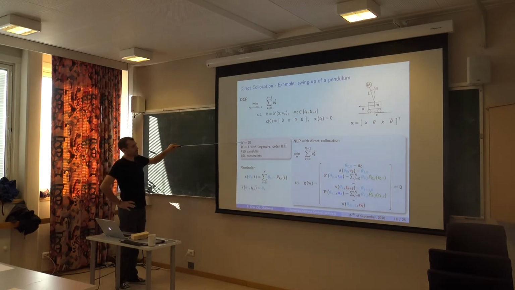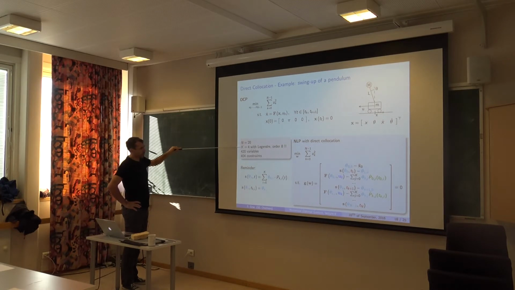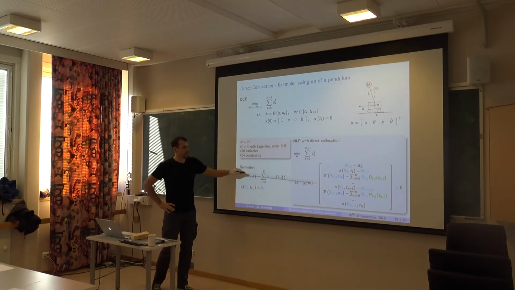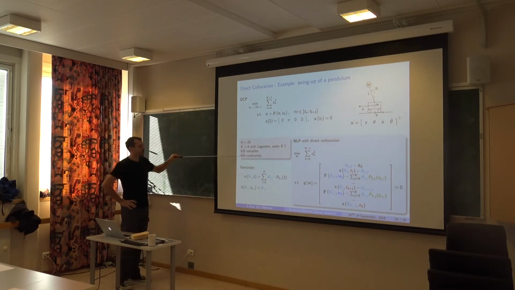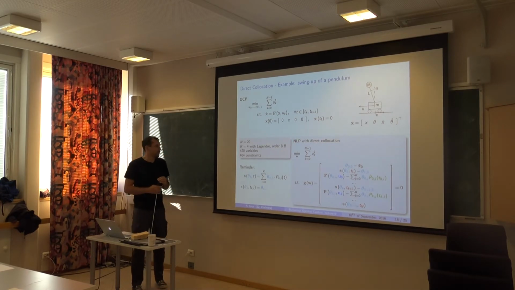Here I chose, we can discuss that, the setup a little bit. So I chose 20 shooting intervals, so that's the N. That's also the number of inputs you have. I chose Legendre polynomial of order 4. K equal 4, so that's order 8 in the integration. And that gives me 420 variables. That's quite a bit. For my system, I have 4 states. And if I count how many constraints I have in my g function, I have 404 constraints. So that's what the NLP solver is receiving. So that's a lot of variables and constraints.